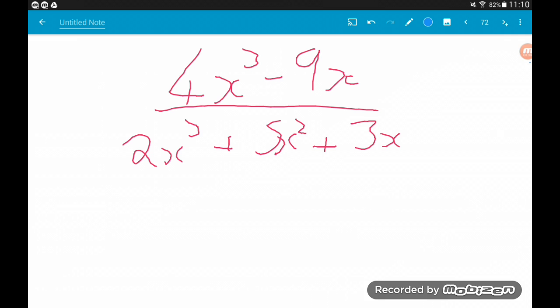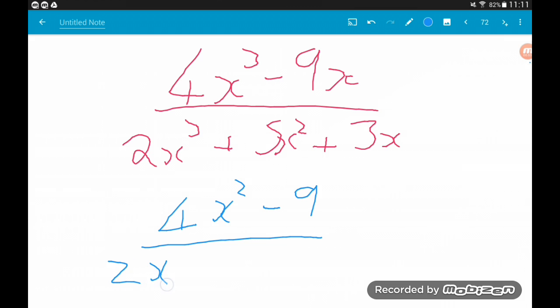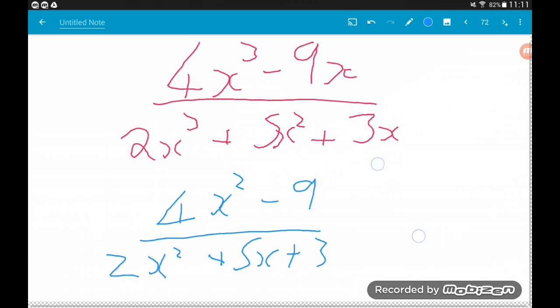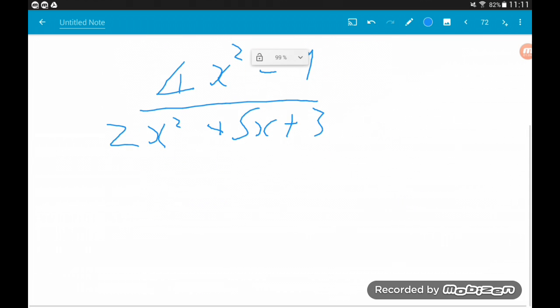So we can divide everything through by x, first of all. That's going to leave us with (4x squared minus 9) over (2x squared + 5x + 3). Okay, so that's taking care of a common factor. Now as we stand, we've got no more common factors that we can divide away yet. What do we have? Well, we have a quadratic over a quadratic.